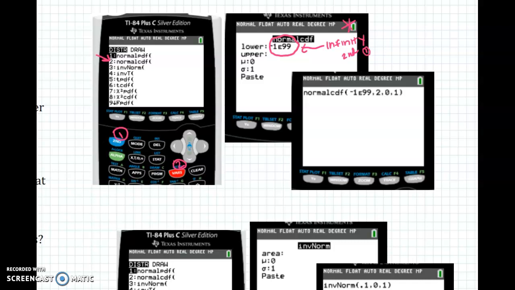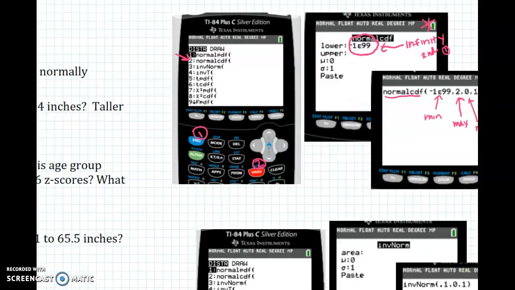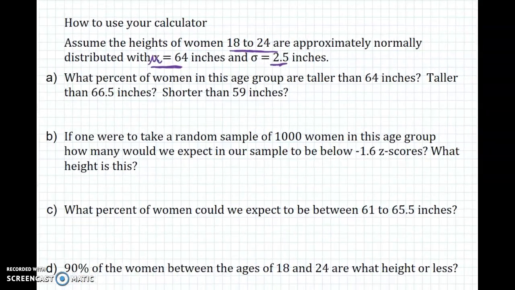If you don't have this version of the calculator, you don't get this menu, but it'll pop up normal CDF. So here you just put your min, then your max, then your mean, and then your standard deviation. After you punch those in, it'll give you your answer. So let's do a couple examples here.